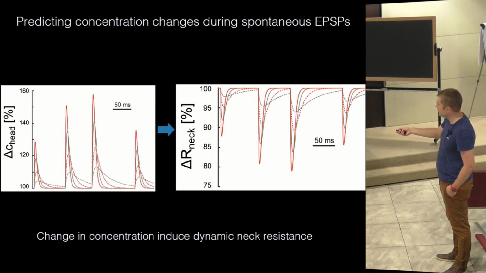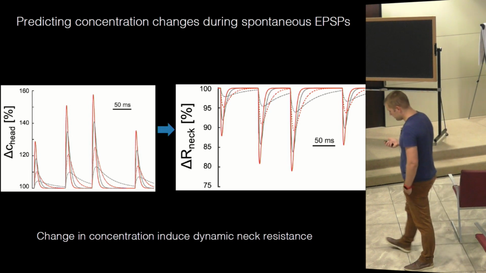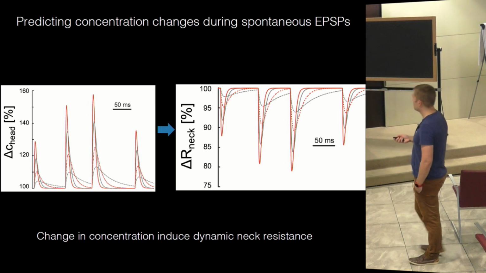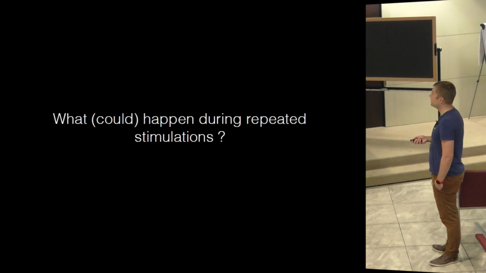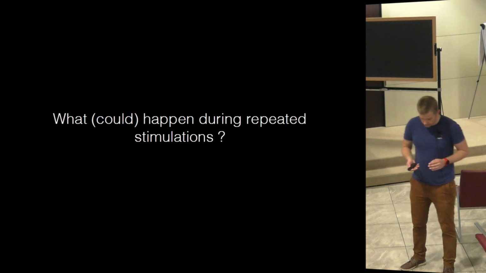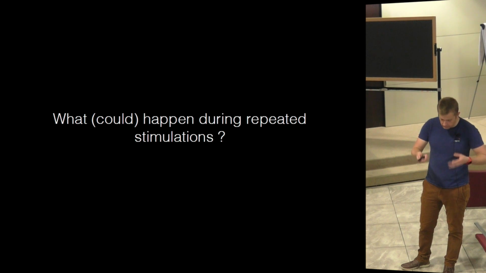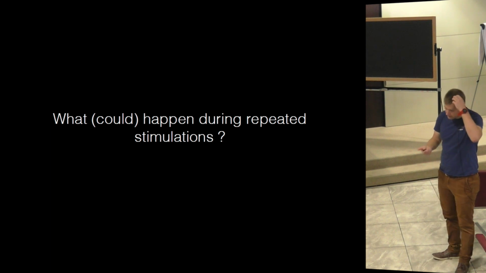And you see that the decay of the concentration is much slower in large heads. So this is the dotted line. And this is associated with a large variation of neck resistance, up to 15%, for one single spontaneous PSP. What could happen now? For each PSP you have a change in concentration, and as we have seen before, the change of concentration is quite slow to come back to the steady state. So you can imagine that if you have sustained activity, then you could build up this concentration.